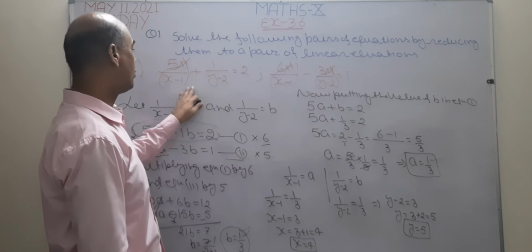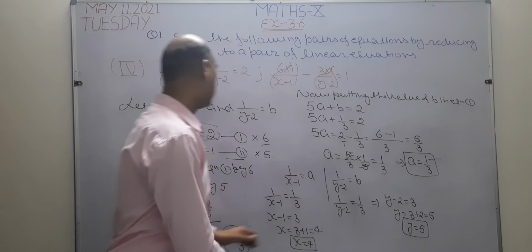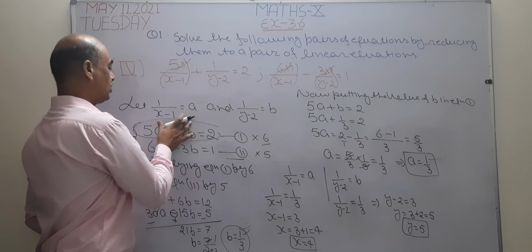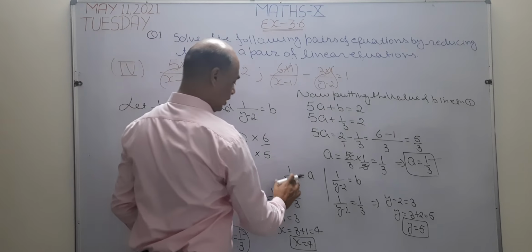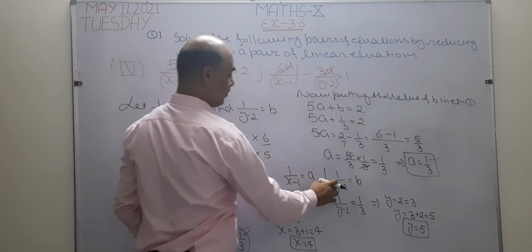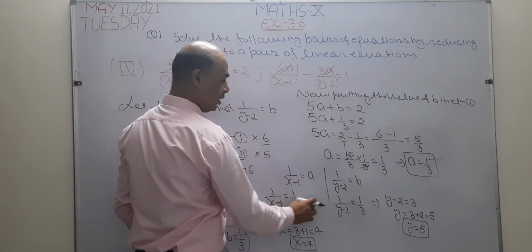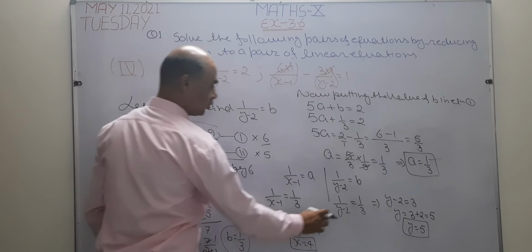In this question, we have to find the value of x and y. So we have to substitute these two values here. In these two equations, I am going to substitute. First, I am going to write these two equations here: 1 upon x minus 1 equal to a and 1 upon y minus 2 equal to b. What is the value of a? 1 by 3. So I write here 1 by 3. What is the value of b? 1 by 3. So I write here 1 by 3.